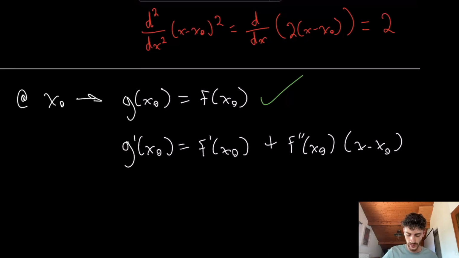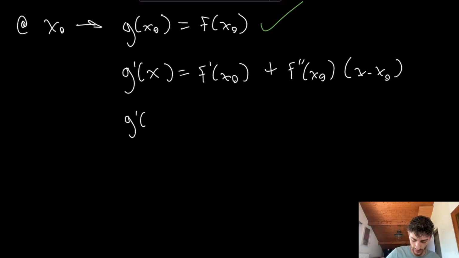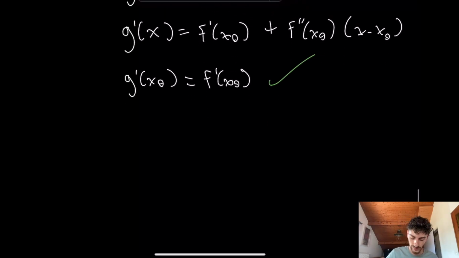Okay. And I'm just taking the derivative with respect to x right now, and then I'm going to plug in x naught after. So for g prime x naught, I plug in x naught here. Well, x naught minus x naught is 0, so this is gone. So then we just get f prime at x naught. So that matches. The first derivatives match.